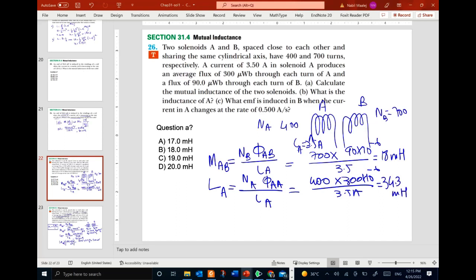The next question, what is the EMF induced in B when the current in A changes at a rate of 0.5 amps per second? We use E equals minus M di dt. This is the EMF induced in coil B due to current in A. Since we have the mutual inductance, this is minus 18 times 10 to the minus 3 times the derivative of the current, which is the change, so 0.5 amps per second. And we get the induced EMF. Since they did not indicate directions, they must mean the magnitude. So you can get the EMF.